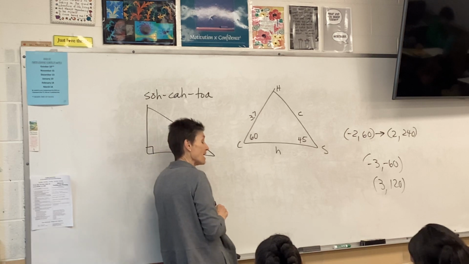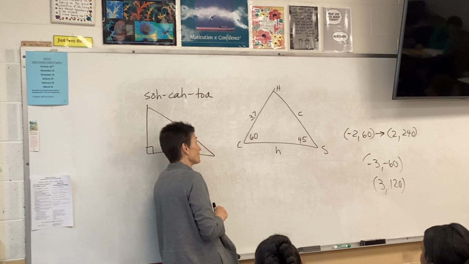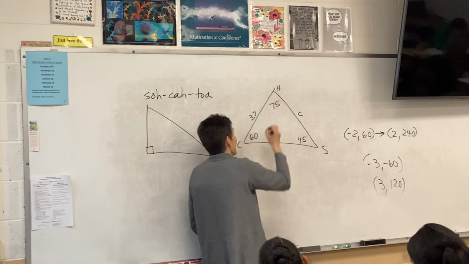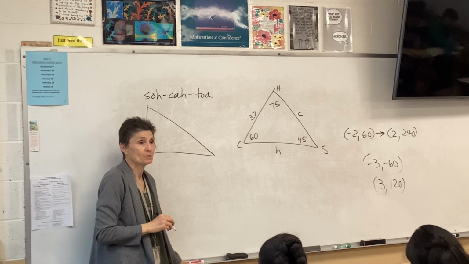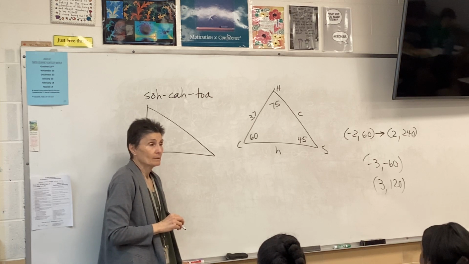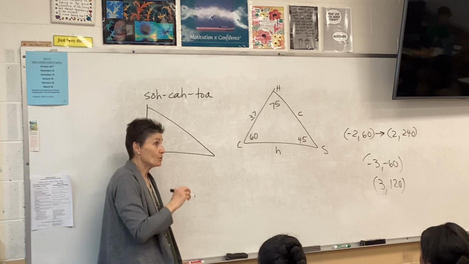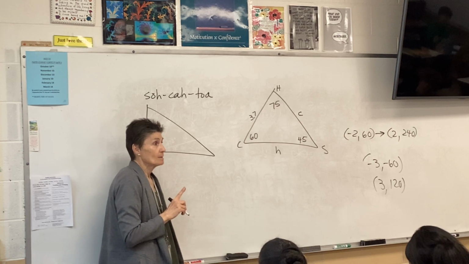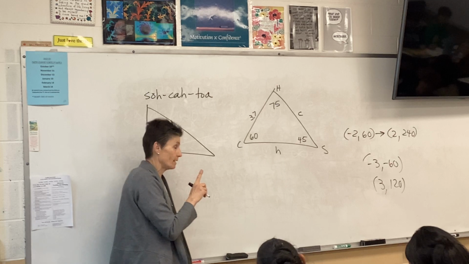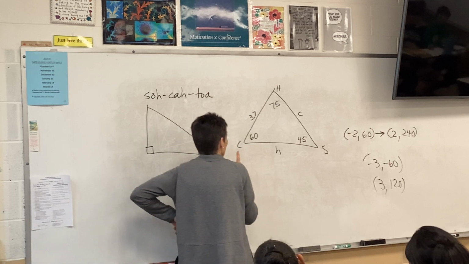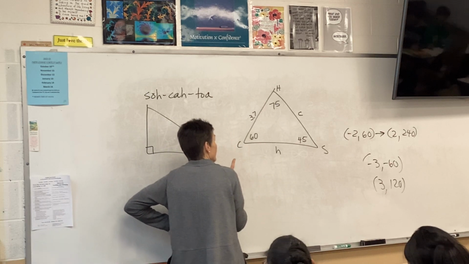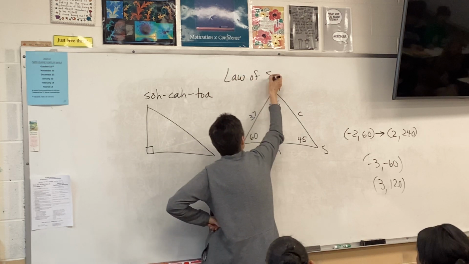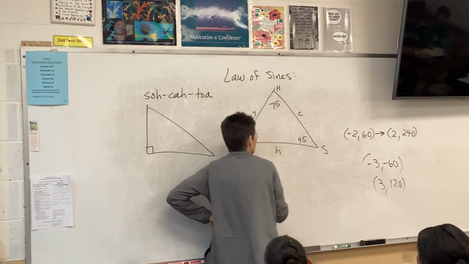So I think the angle H is pretty easy. What is angle H? 75. Because the angles of a triangle have to add up to 180, right? Now, do you see why SOHCAHTOA is not going to work in this problem? So there's no more SOHCAHTOA. Instead, we're going to use something called the law of sines. It is very, very easy to use.